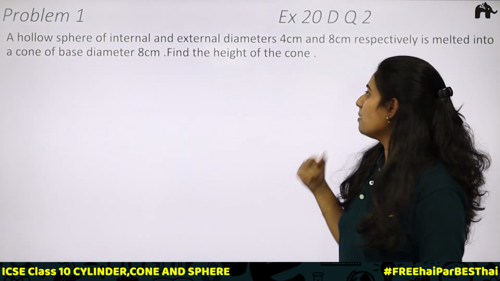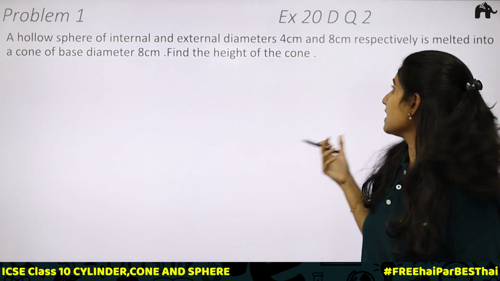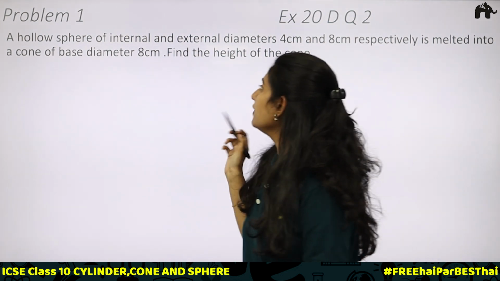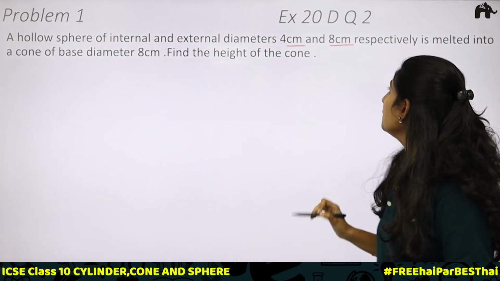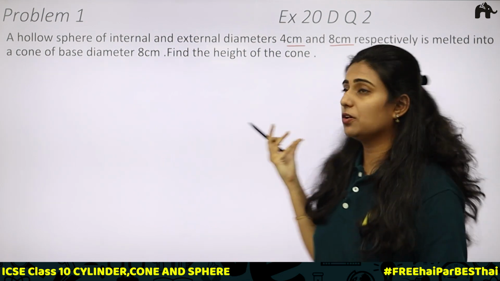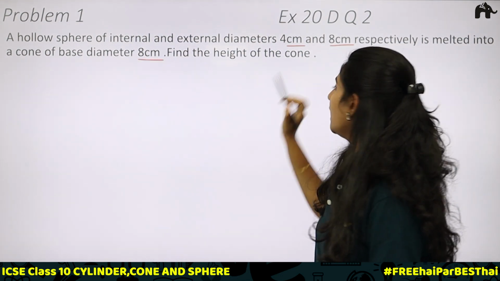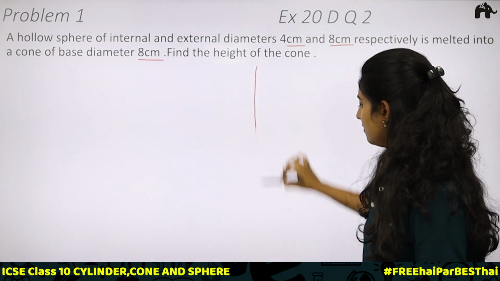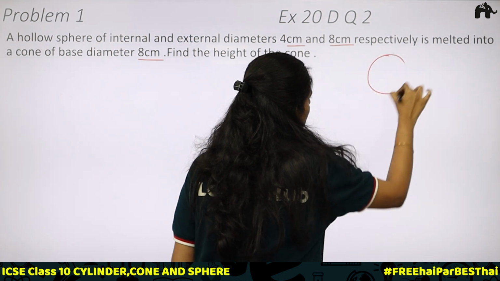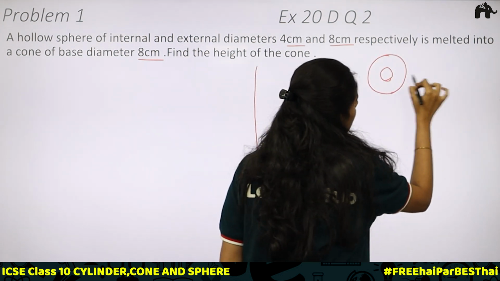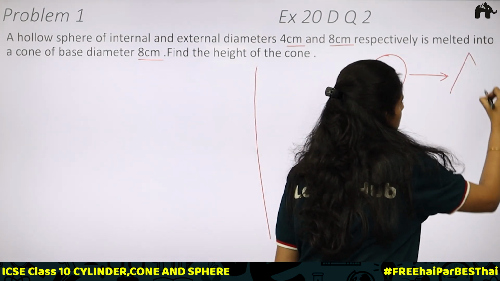Let us now solve problems from exercise 20D. Here we have the first problem, question 2 of exercise 20D. A hollow sphere of internal and external diameters 4 cm and 8 cm respectively is melted into a cone of base diameter 8 cm. Find the height of the cone. Here we have a hollow sphere. This hollow sphere is melted and we get a cone.